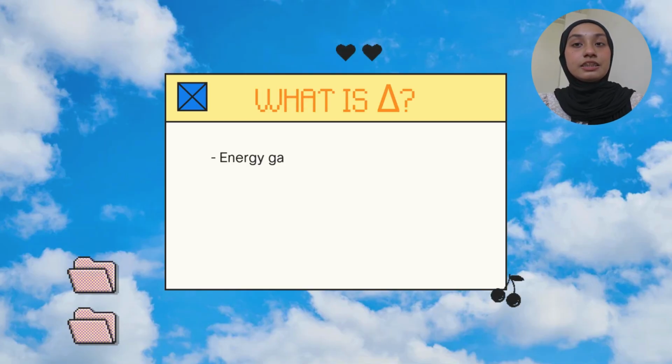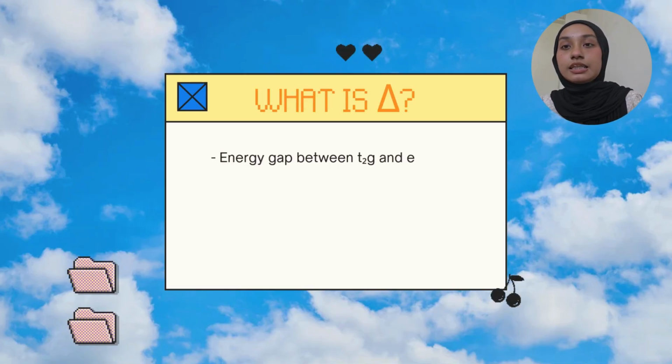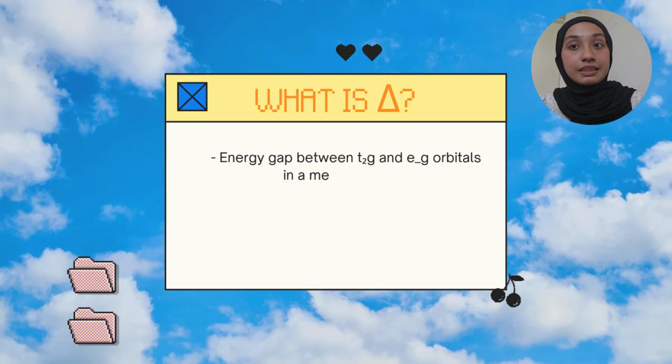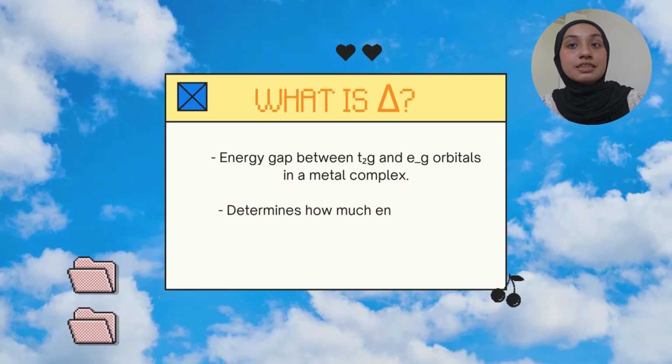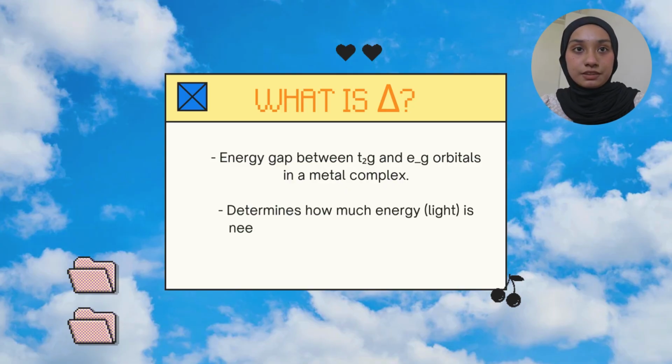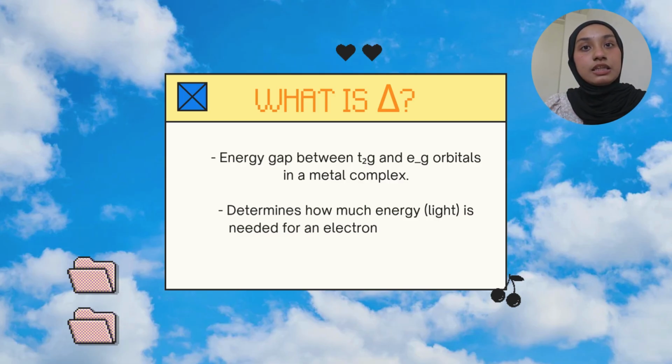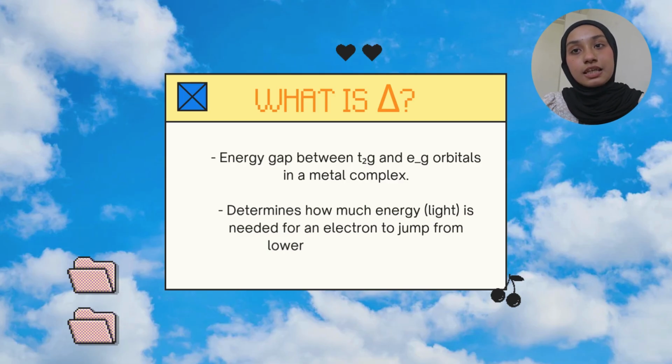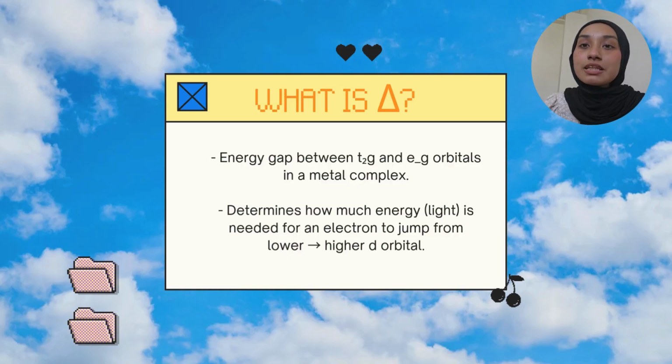Delta refers to the energy gap between the t2g and the eg orbitals in a transition metal complex. When ligands surround a metal ion, the d orbitals split into two different energy levels, with t2g at lower energy and eg at a higher energy. The size of delta determines how much energy in the form of light is required for an electron to move from the lower t2g orbital to the higher eg orbital. This energy absorption is what later contributes to the color observed in the complex.